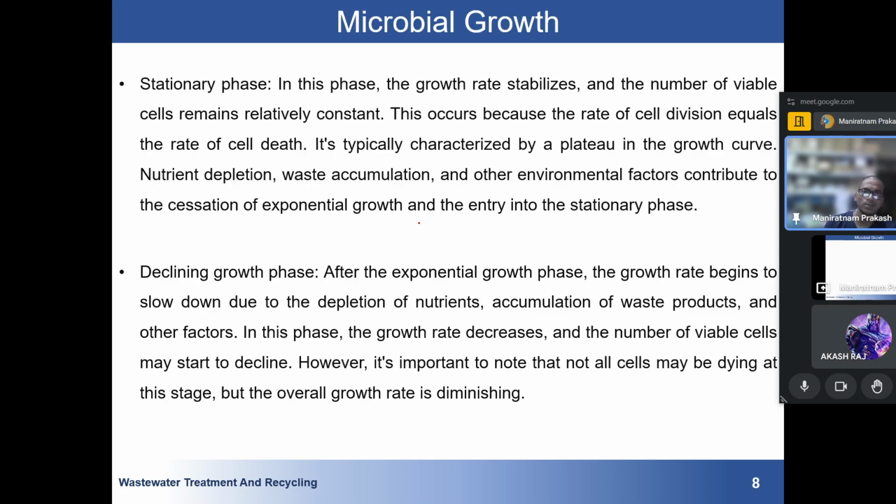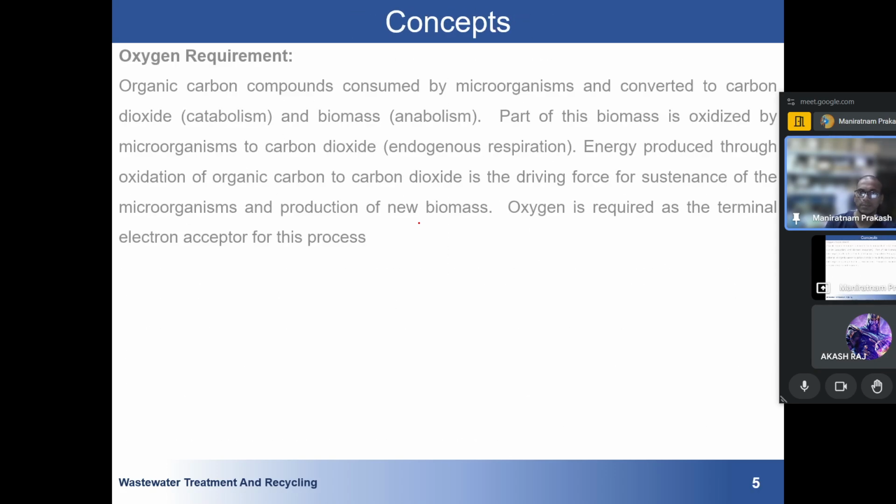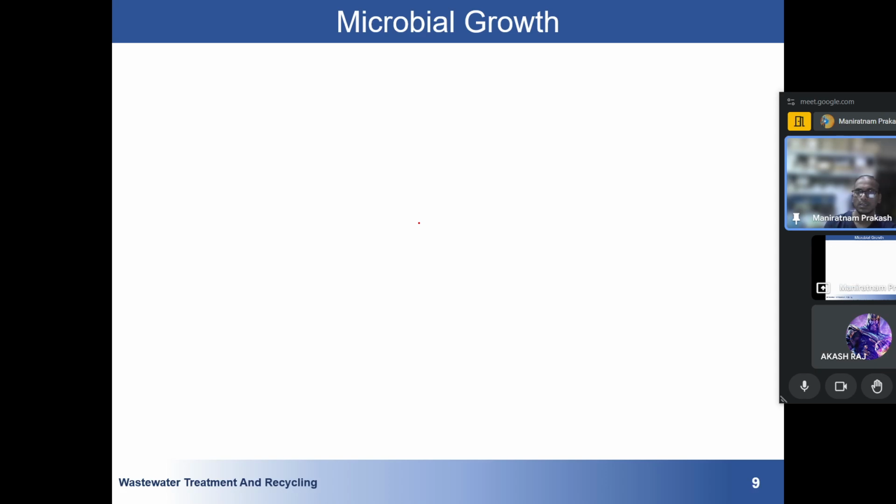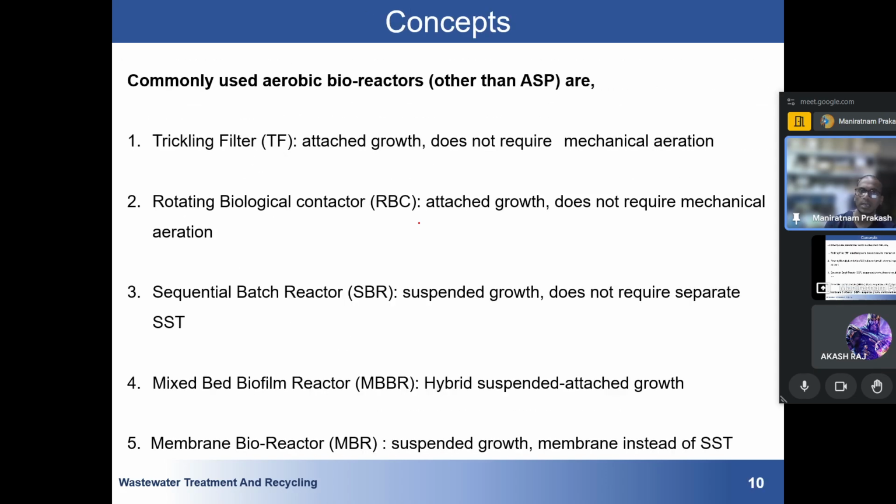So this was all about our ASP, how these microbes and things occur. Okay, now then we have other types of bioreactors other than ASP. Remember, this ASP is a kind of bioreactor. Okay, now here we can see that this was our organic matter. Here the microbes were suspended in the system.